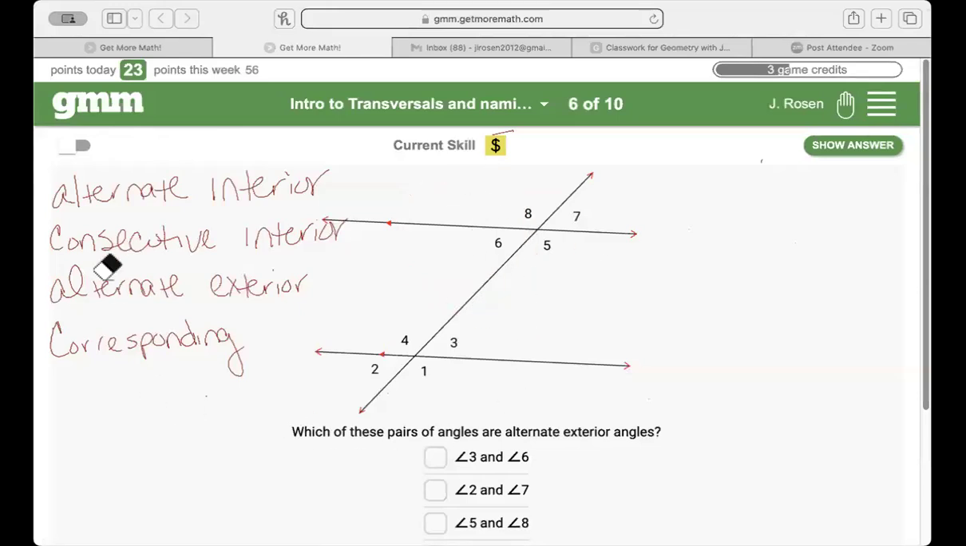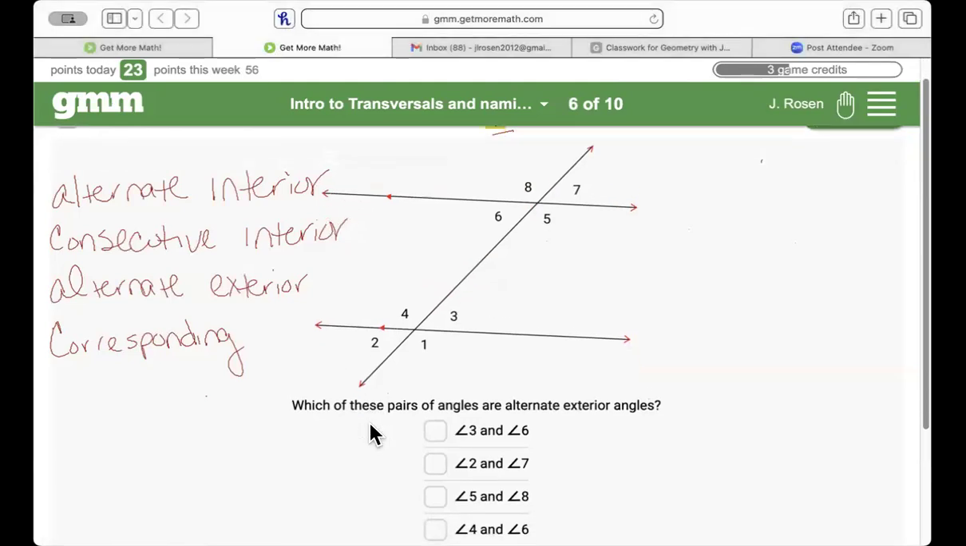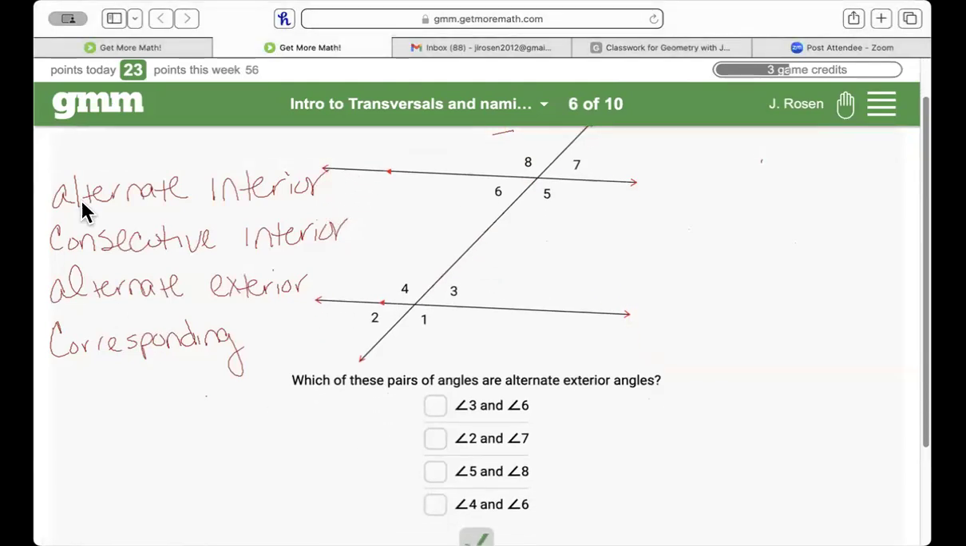This one says which ones are alternate exterior, right? So let's see, 3 and 6. 3 is inside, 6 is inside. So those are alternate interior. The question is wanting alternate exterior. We have 2 and 7. This is top right, this is top left. They go across the transversal. So that's going to be our answer.